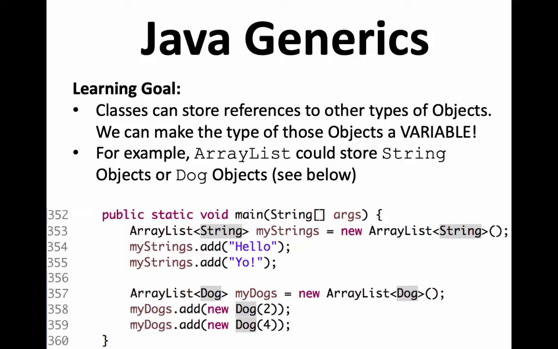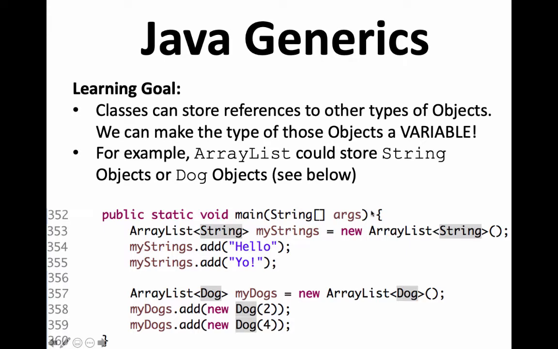So here we're going to look at Java generics. You've probably seen this before, so check out the code here. I've got an array list that holds strings, and then I can add strings to it. And I have an array list that can hold dogs, and then I add dogs to it. So classes can store references to other types of objects.